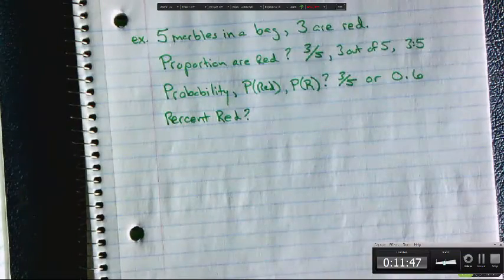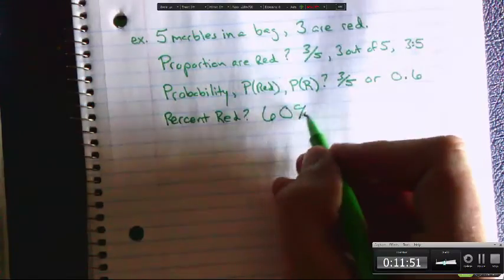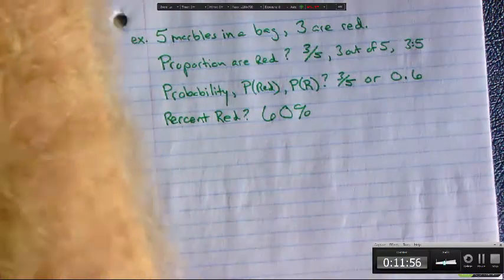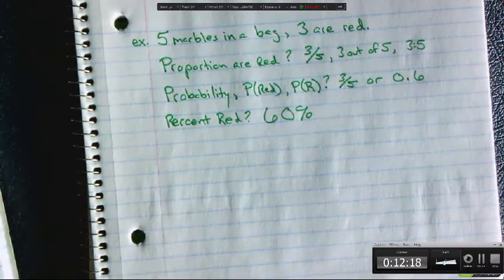Sure. Percent red, I'll just start after this one, would be 60%. All right. They all mean the same thing, but they're in different contexts. Proportion is strictly 3 to 5, or 3 out of 5, or 3/5. Probability can be 3/5 or 0.6. Percent is 60%. Okay? But they all apply to the same thing.